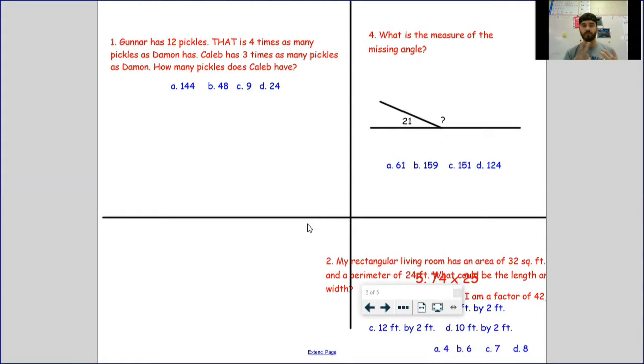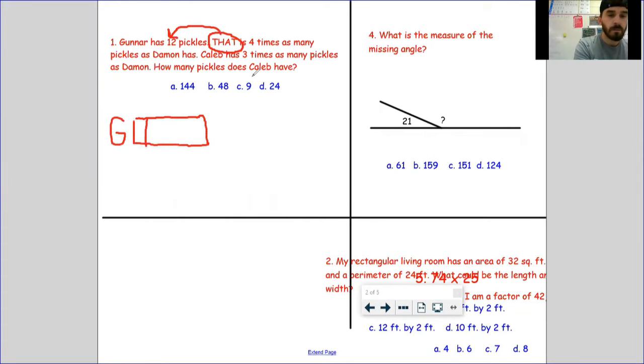So if I just started with 2 people, since I've got 3, I know Gunnar's total is 12, and I know that that is 4 times as many pickles as Damon has. So anytime we had that word that or which, I've always told people I like to circle that word and draw the arrow back, because that is referring to Gunnar's total. So when we're doing our boxes, because we see 4 times as many, I know Gunnar's going to get 4 boxes, and I know Damon's just going to automatically get 1.